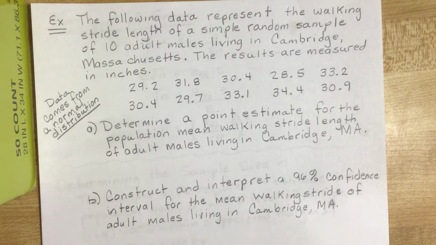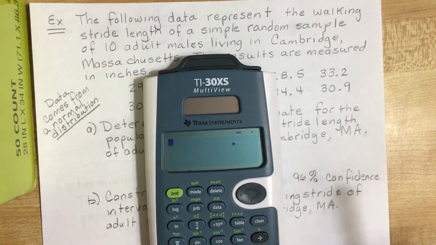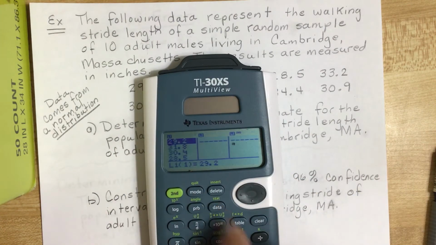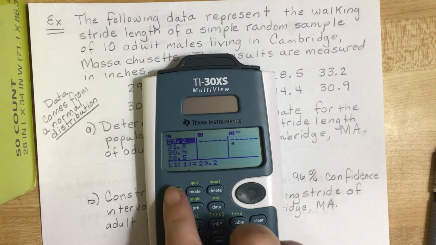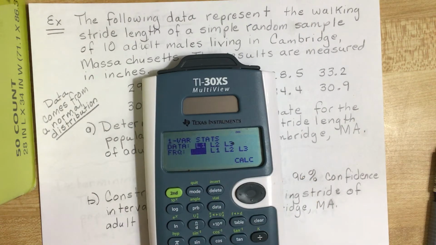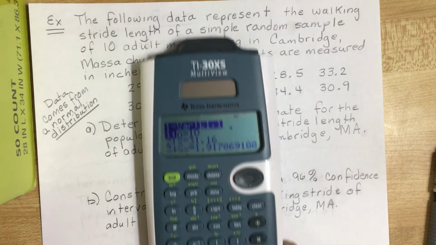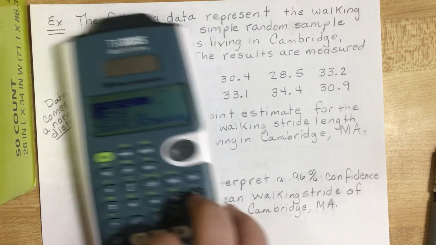So I have 10 results. It does not go ahead and give you the sample mean or the sample standard deviation. You'll have to find those yourself. Remember, I taught y'all how to do that on the calculator a long time ago in the lessons. I've already stashed my data in my list here, so I'm going to quit that and do one variable statistics. And again, it shows me that my sample mean is 31.16.